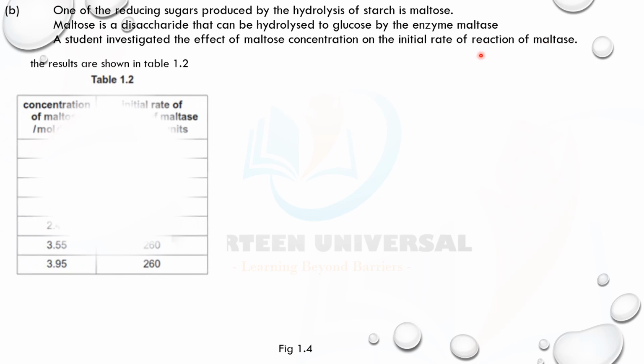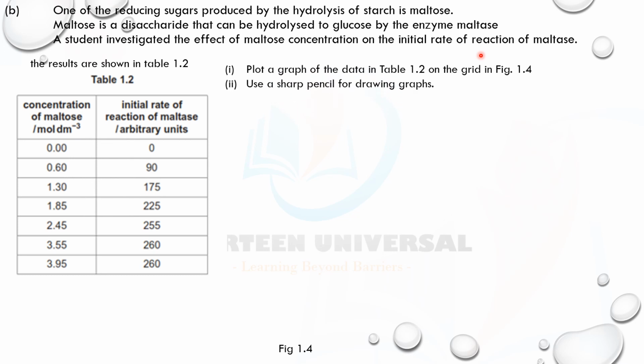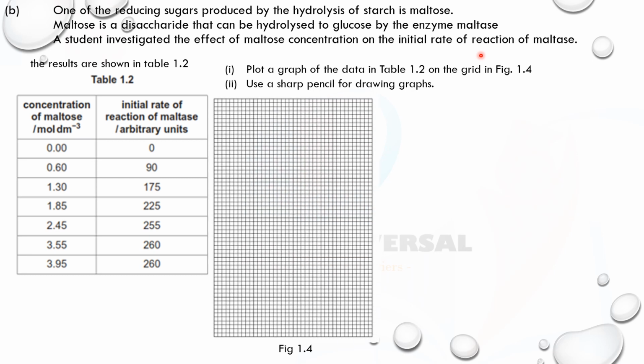The results are shown here. Plot a graph of the data on the grid. Use a sharp pencil. Remember that if you're plotting a graph, the x-axis should have your independent variable, which is concentration. So write concentration here.